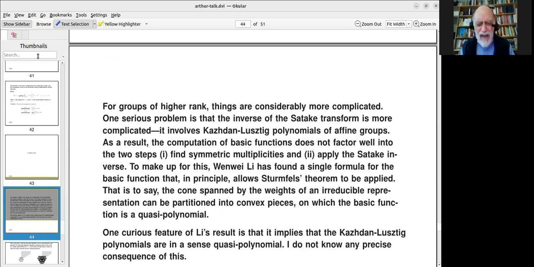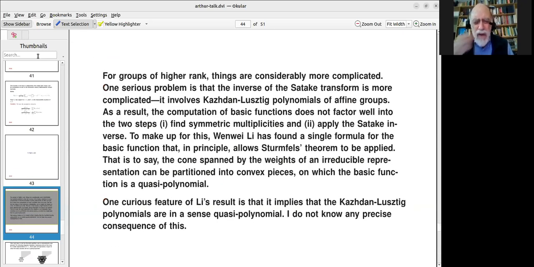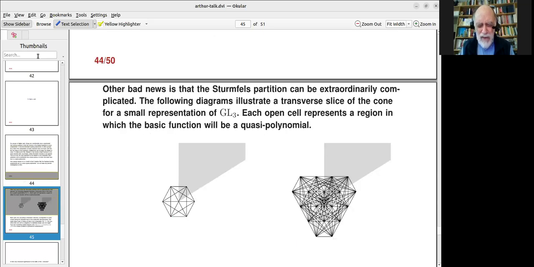Okay, for higher rank, things are considerably more complicated. One problem involved is that the inverse of the Satake transform is more complicated. It involves these Kazhdan-Lusztig polynomials. I have some ideas about how to deal with that, and it's rather interesting, actually. But still, this means that the computation of basic functions for higher rank groups doesn't factor into the two steps, finding symmetric multiplicities and then applying the Satake inverse. There is a formula due to Wenwei Li, which somehow combines those two steps into one formula and allows you to find asymptotic formulas in general, but it's not quite clear to me that that's actually all that valuable. It's just not clear how to use Wenwei Li's result. Other bad news, however, is more interesting.